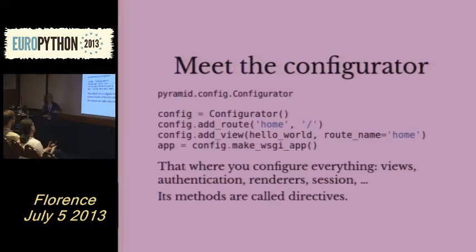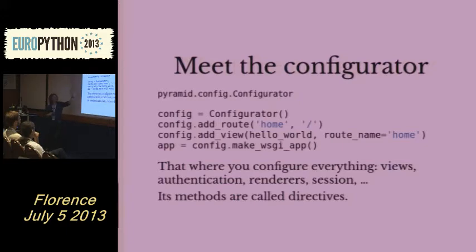So here is the configurator object. It's the center of every Pyramid application. It's what is used to bring all the little bits together. Here for the hello world, we call two methods. We add a route, which is just more or less a URL, and we attach a view to this route, the view being the code we have written earlier.